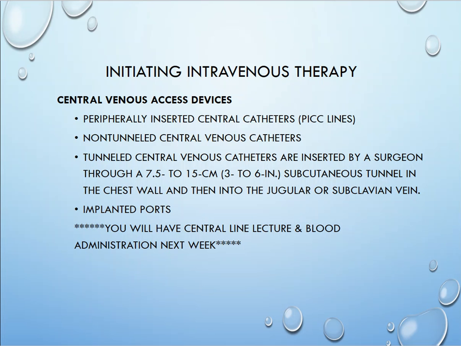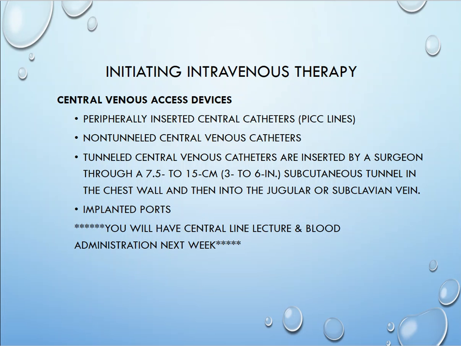There are tunneled central venous catheters that are inserted by a surgeon into the subcutaneous tunnel in the chest wall, and then into the jugular or subclavian vein. And then one end of the catheter comes out through the skin and is sutured in place, with the sutures removed when fibrosis has developed around the catheter, or it can be secured with an IV securing device. CVCs are tunneled through the skin rather than through a vein, and therefore have a lower risk of infection because they're further away from the insertion site.